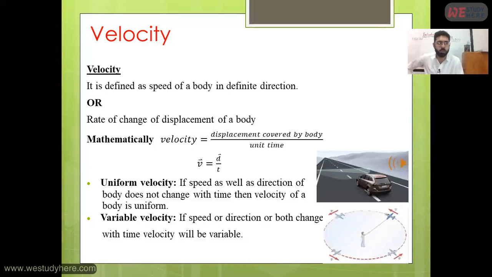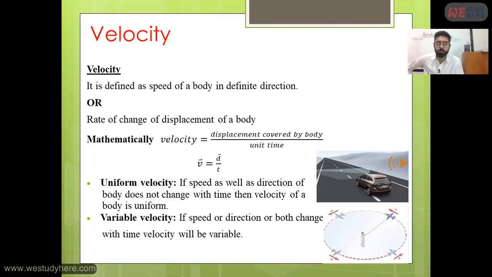Velocity is also divided into two types. One is uniform velocity, and the second is variable velocity. Velocity will be uniform if the speed as well as the direction of the body does not change with time. It means the body is going with the same speed in the same direction, not changing. Then this velocity is called uniform velocity.